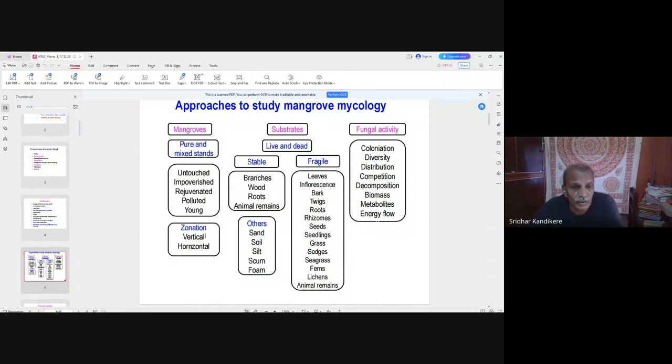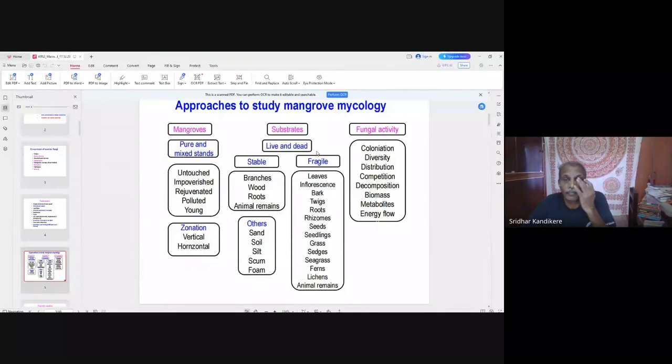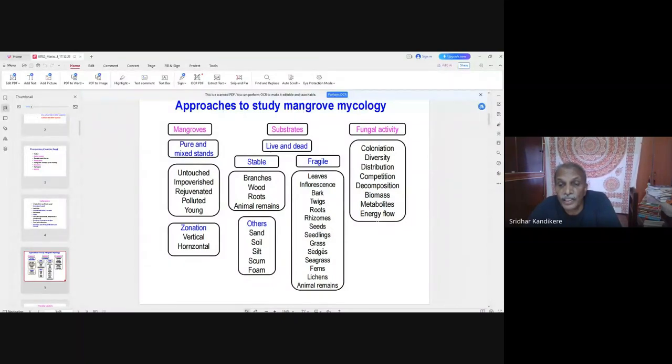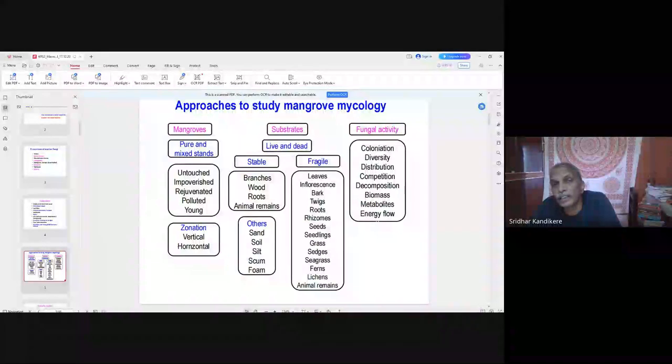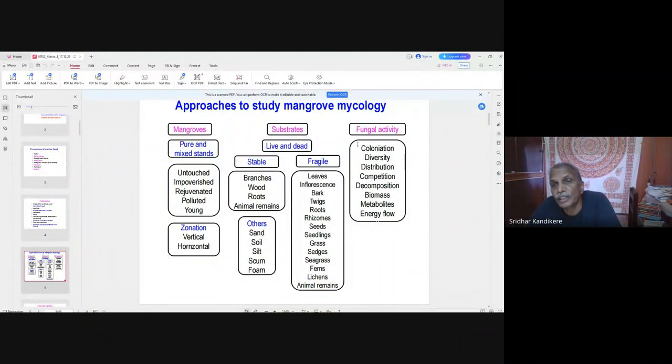One can look for zonation, vertical and horizontal. With regard to substrates, we can think of live and dead, and among these some are stable, some fragile. The stable ones are branches, wood, roots and animal remains. The fragile ones are leaves, inflorescence, bark, twigs, roots, rhizomes, seeds, seedlings, grass, sedges, seagrass, ferns, lichens and animal remains. There are other substrates like sand, because many arenicolous fungi grow on sand, soil, silt, scum and foam. Considering these mangroves and different types of substrates, we can think of fungal activity, how fungi can associate with mangroves as well as mangrove substrates.